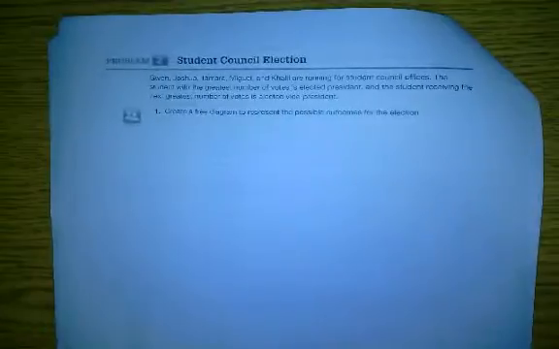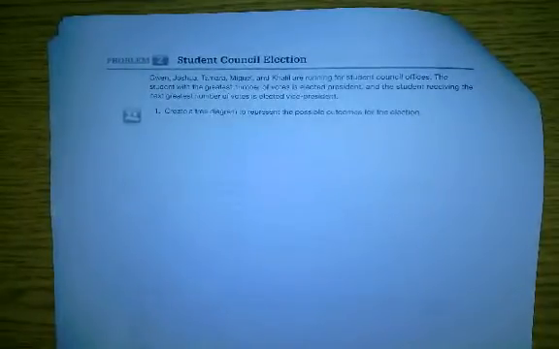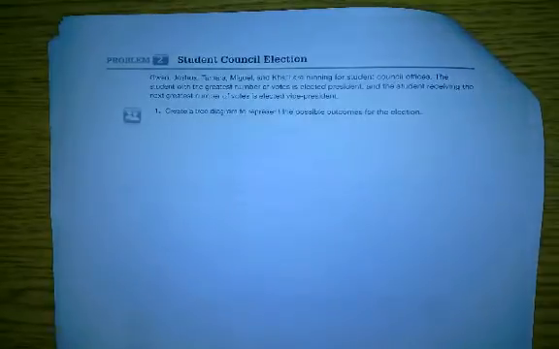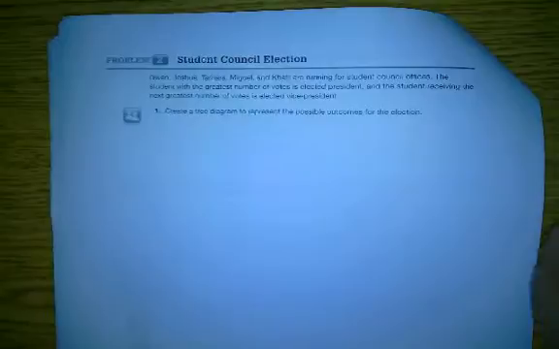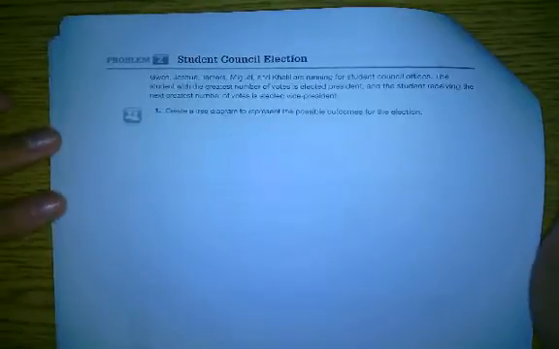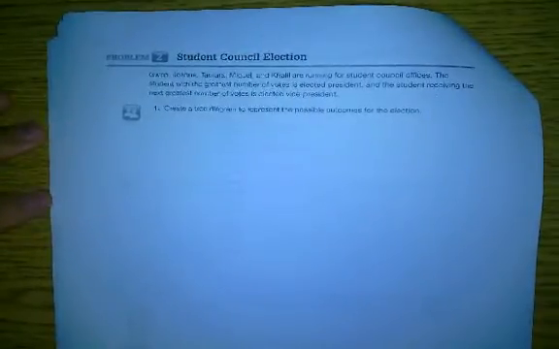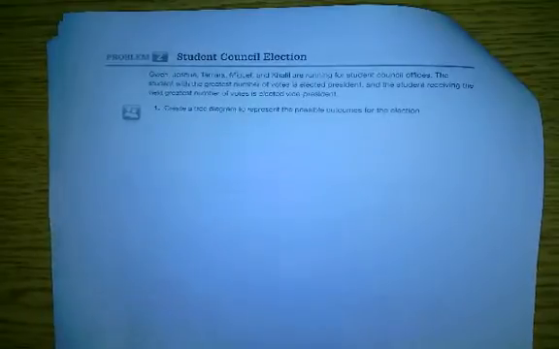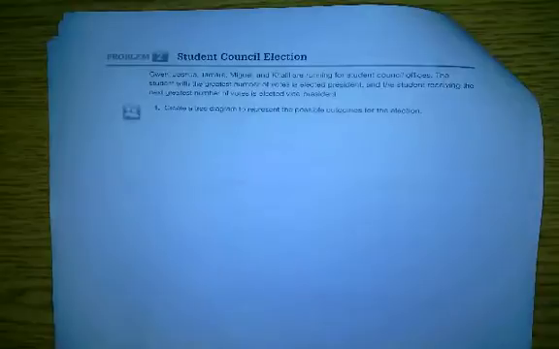Okay. So on problem number 2, it says a student council election. You have Wen, Joshua, Tamara, Miguel, and Khalil who are running for student council. The student with the greatest number of votes is elected president, and the student receiving the next greater number of votes is elected vice president. It says to create a tree diagram to represent the possible outcomes for the election.